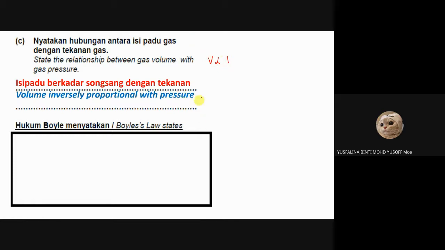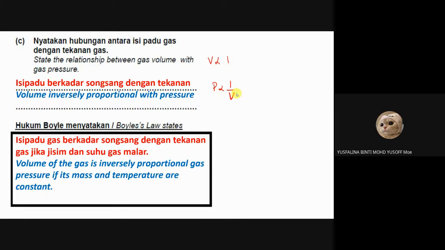So P is directly proportional to 1 over V. This is the equation. So what does Boyle's law state? Boyle's law states that the volume of gas is inversely proportional to gas pressure if its mass and temperature are constant. Mass and temperature are constant, the volume is inversely proportional to gas pressure. So this is the equation for Boyle's law.